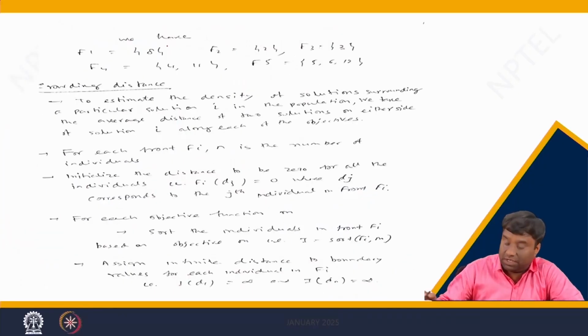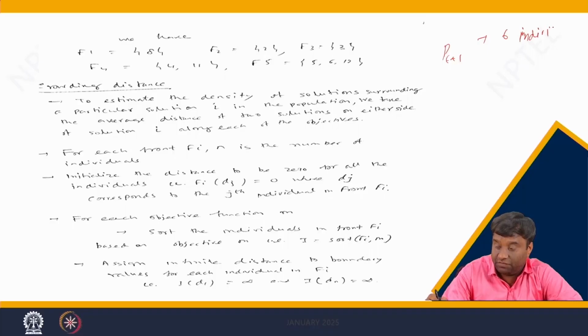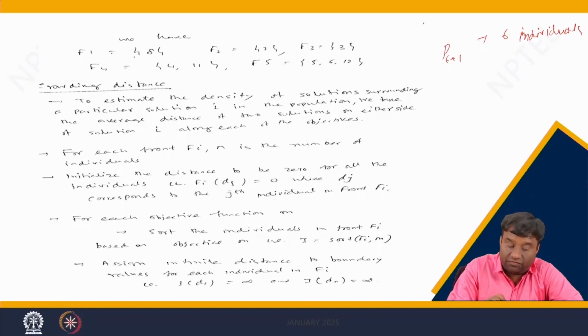Now we need to do the crowding distance for the first problem, the problem which has 12 variables. So we plot the graph. We have front 1: 1, 8; front 2: 2; front 3: 3; front 4: 4 and 11; front 5: 5, 6, 12. So we need to select the next parent population, Pt plus 1. In the next step we need to select 6 individuals. So here front 1 is 1, this is 2, then this is 3, then 4.